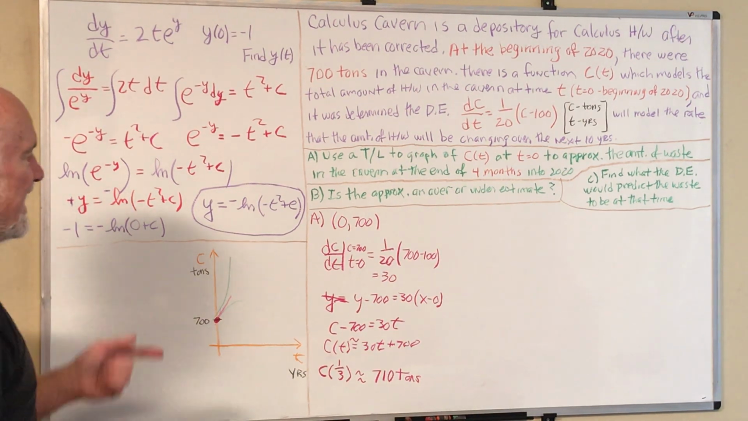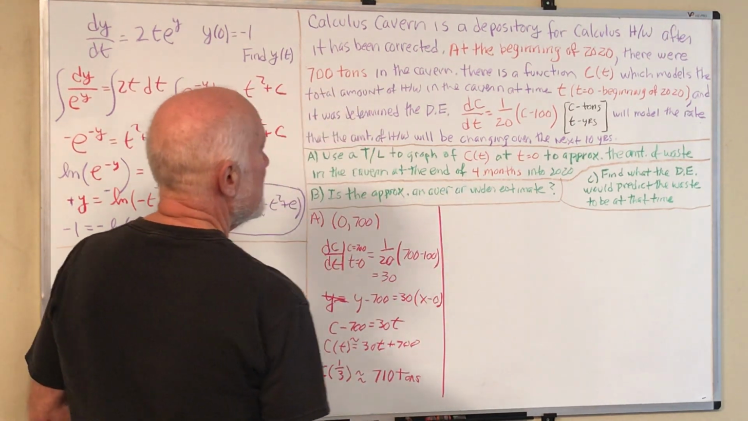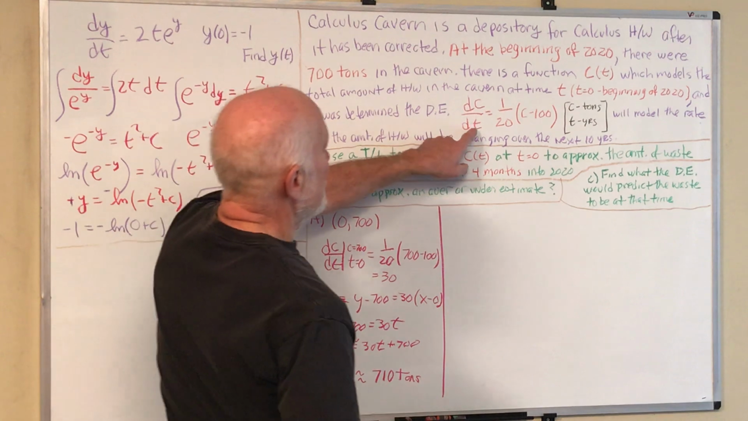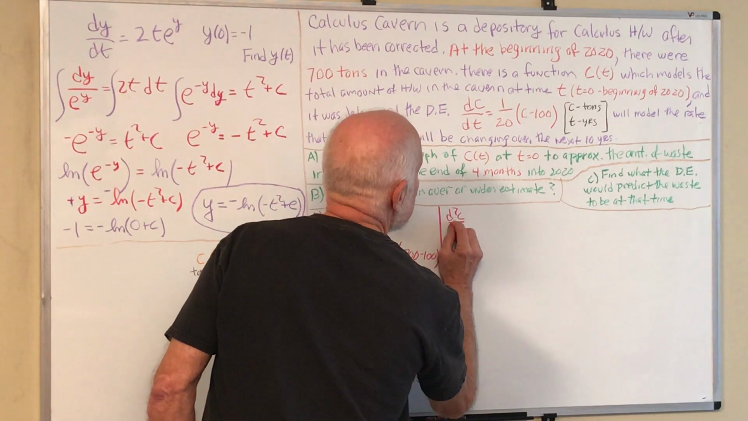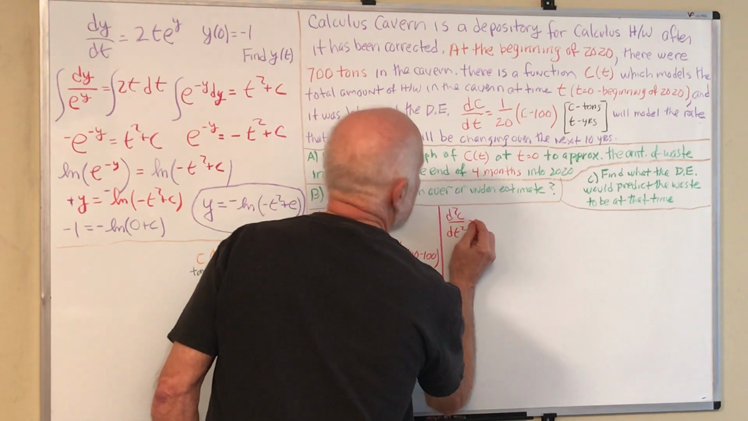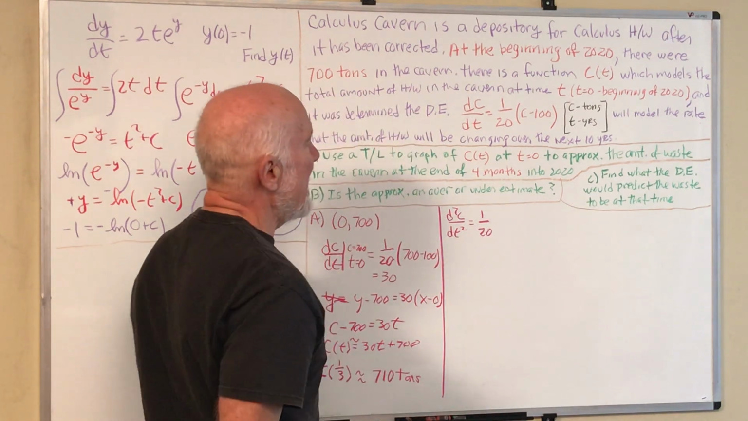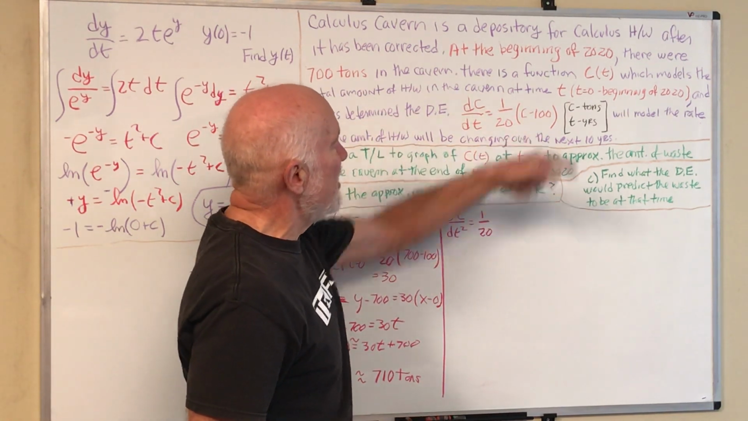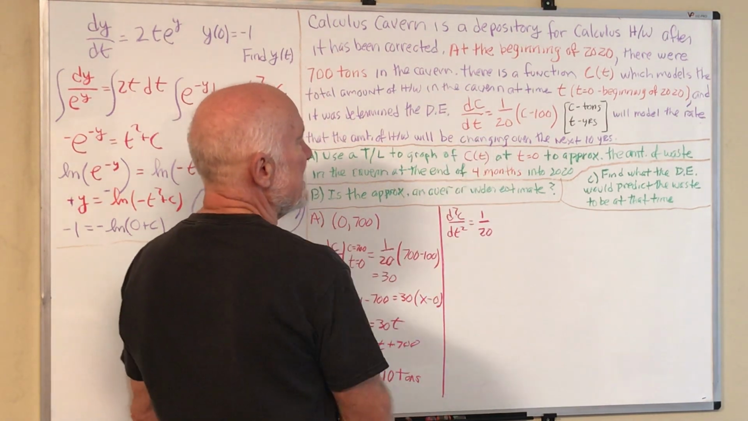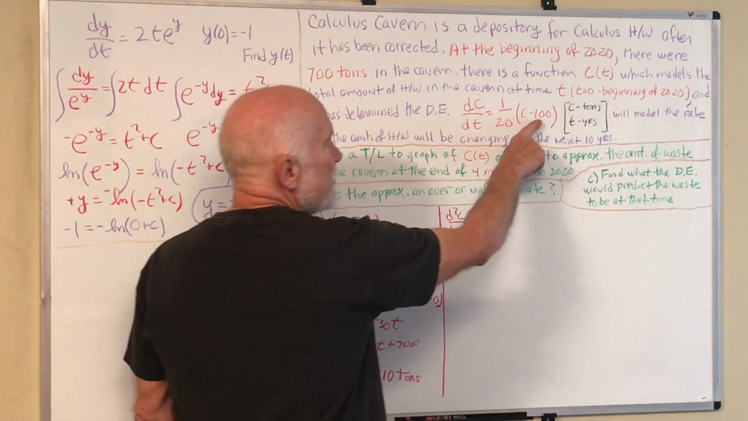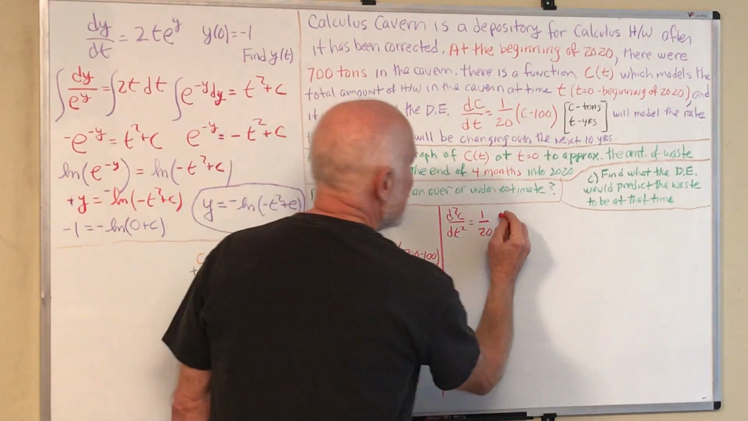So we can find that out by going to the second derivative. So this is dc dt. What's d squared c over dt squared? It's 1/20th, and then times the derivative of c minus 100. Well, it's with respect to t. So the derivative of 100 is 0, but the derivative of c is dc dt.